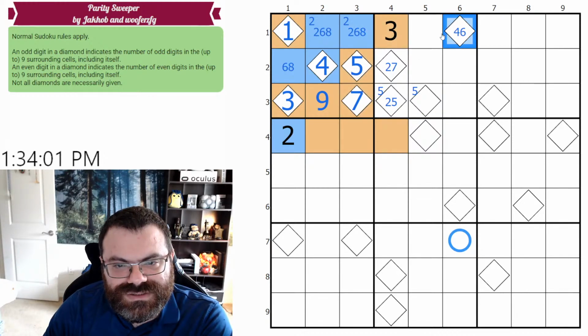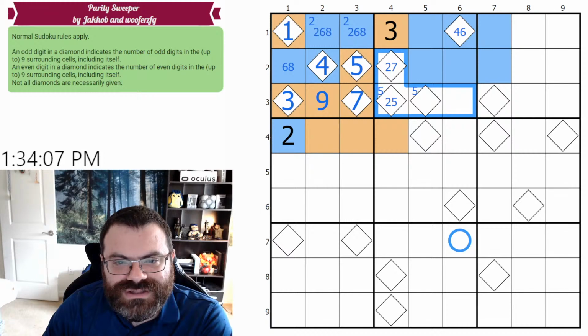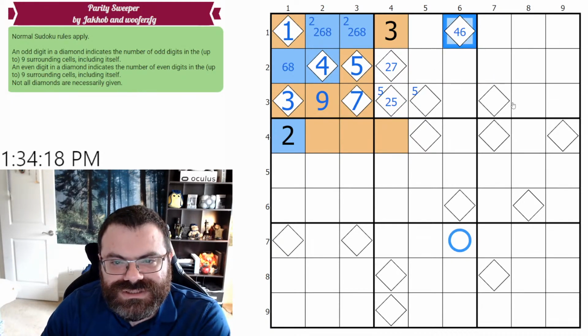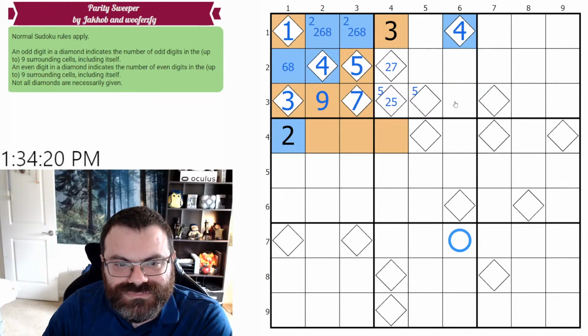If this is 6, if all of these were even, then all of these are odd. No, yeah, that just breaks. Because we know one of these is even. Right. We know one of these is even, so we can't make all 4 of these even. So this is a 4. Easy enough.